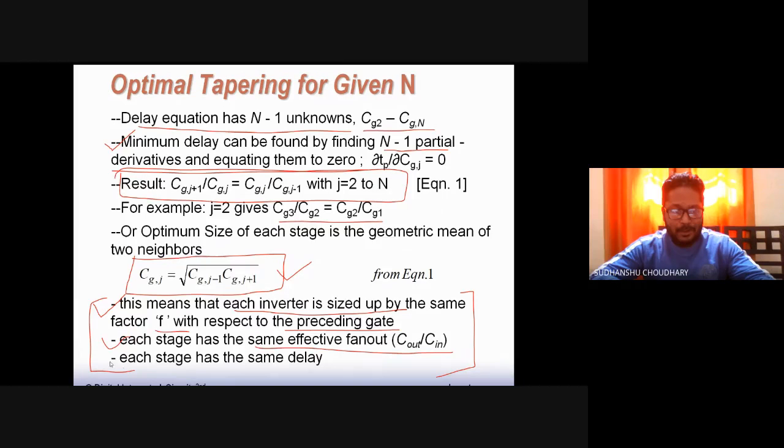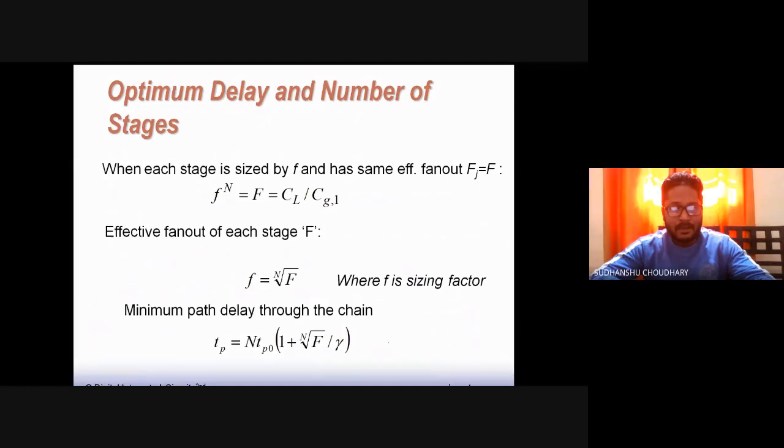And also each stage will have the same delay, right? So these 3 important points one has to remember, and based on these 3 important points, one can now find out the effective fan out of each stage as F, right? So F is now the effective fan out of each stage, and this can be given by this relation, that is capital F, the effective fan out of each stage.